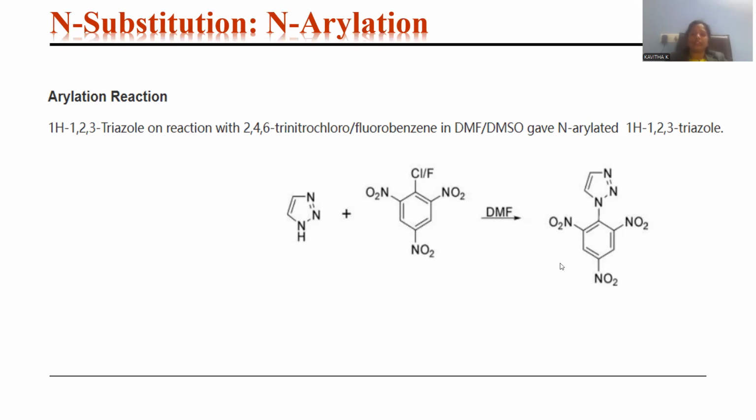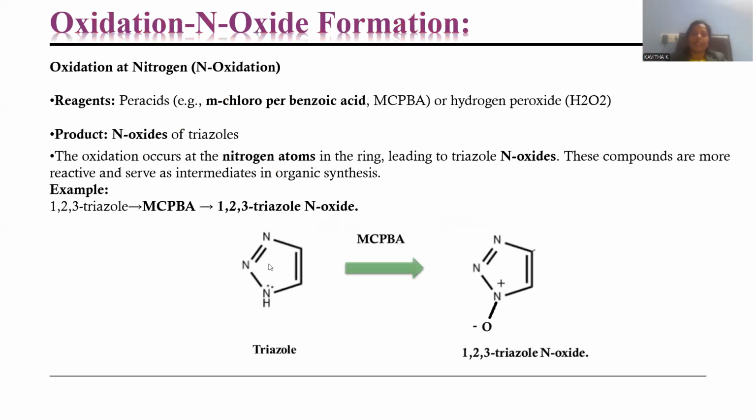So N-arylation. In order to operate this one, electron withdrawing groups on the benzene are preferentially required in order to achieve this N-arylation process upon the triazole molecule. By that, nitrogen substitution reactions were successfully finished.